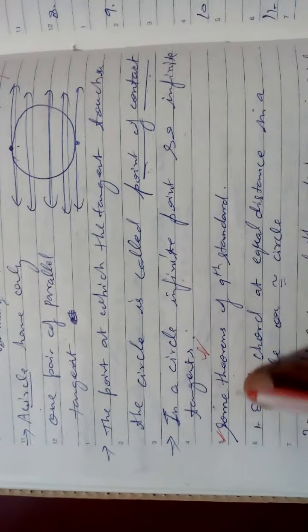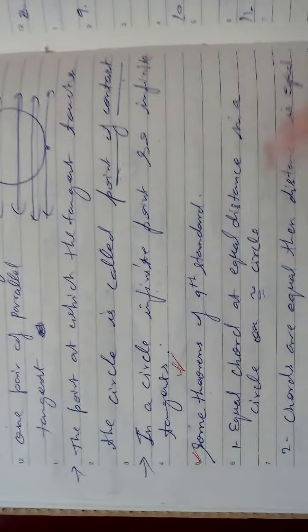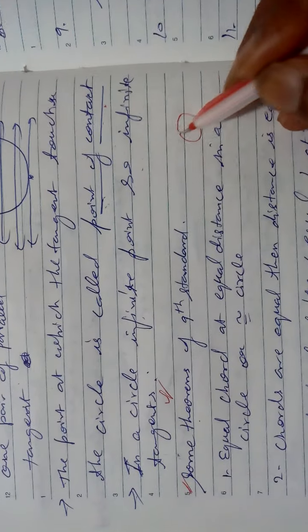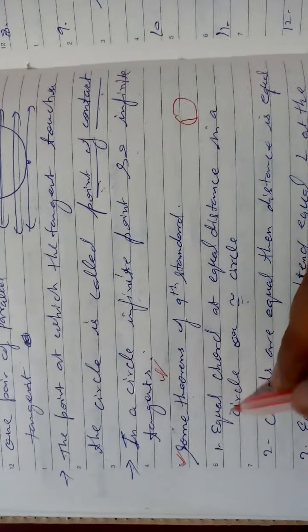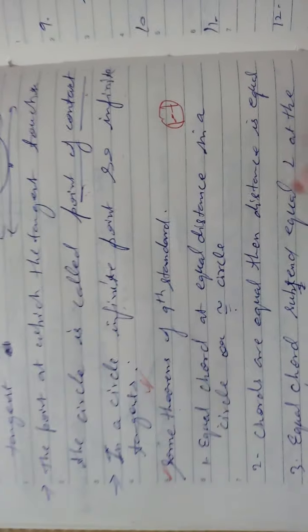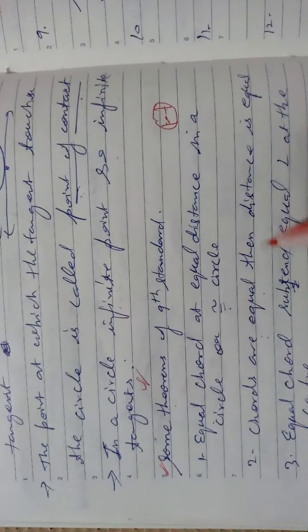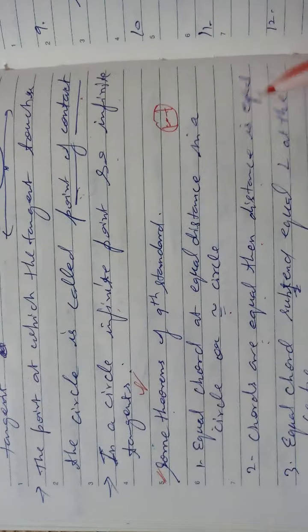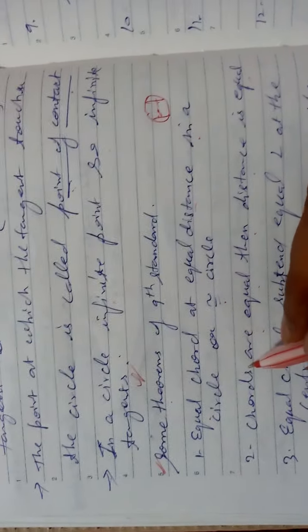For this chapter, first of all revise the 9th standard theorems. Equal chords are at equal distance from the center. If the chords are equal, then their distances are equal. Converse theorem: if the distances are equal, then the chords are equal. Chords at equal distance are equal.